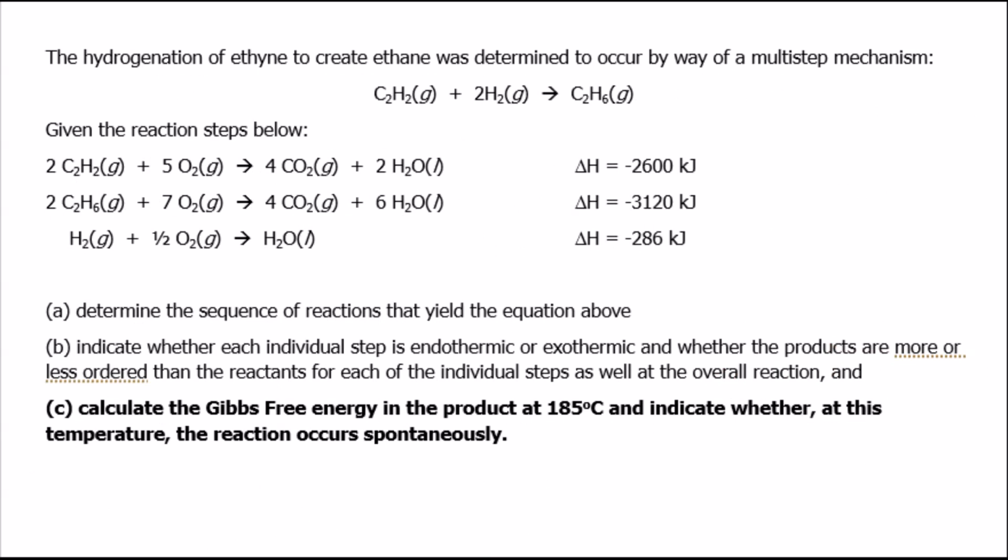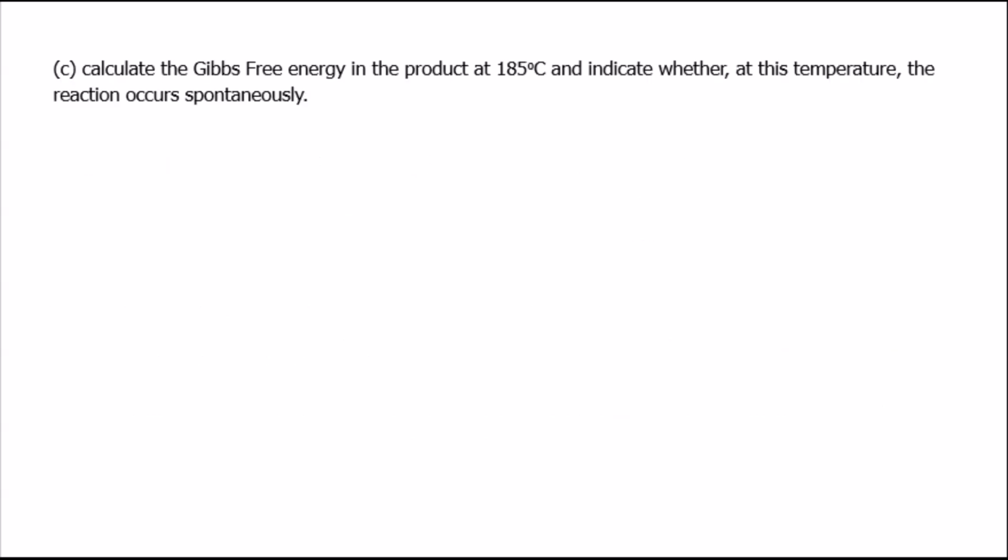Cool. So, looking at the last one, Part C, we are calculating Gibbs free energy in the product at 185 degrees Celsius and indicating whether at this temperature the reaction occurs spontaneously. So to do this, we are being asked, what is the change in free energy and will the reaction go spontaneously on its own? And we will use the values that we calculated earlier and also the 185 degrees Celsius that is given in that question that this reaction is occurring at.